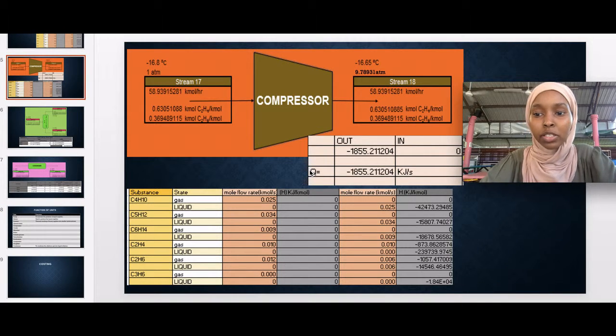Assalamu alaikum. My name is Sumaya Hassan and my metric number is 191350. Today I'm going to explain about the last three units of our ethylene production.